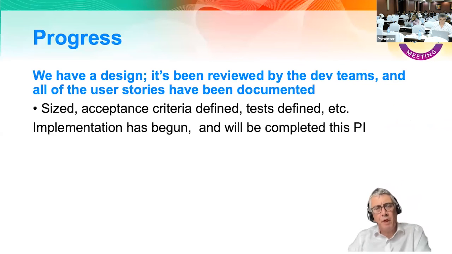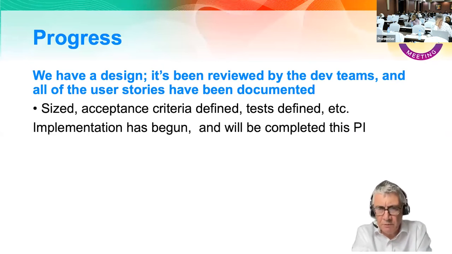So, progress. We have a design. You've just seen the high level version. There's obviously lower level design documentation. It's been reviewed by the development teams, and all of the user stories have been developed and documented. All of these stories have been sized, acceptance criteria defined, tests defined, etc., including automated tests, which has become standard process now. The implementation has begun, and it will be completed this PI.